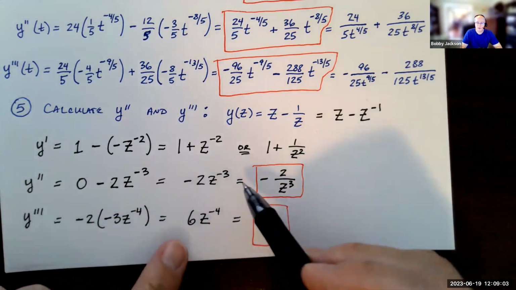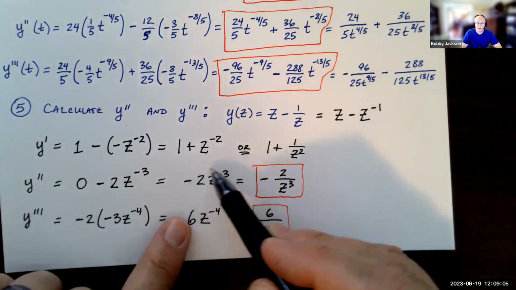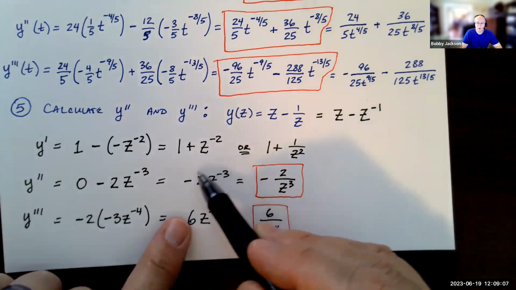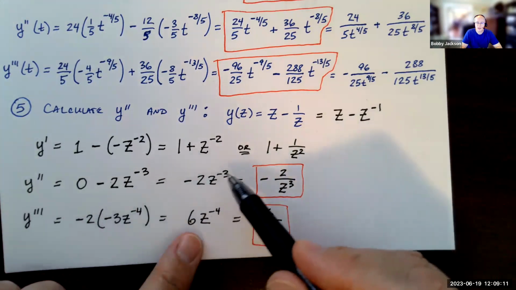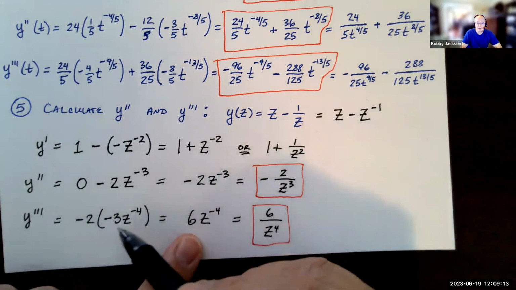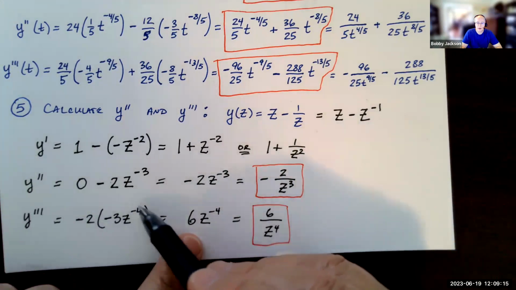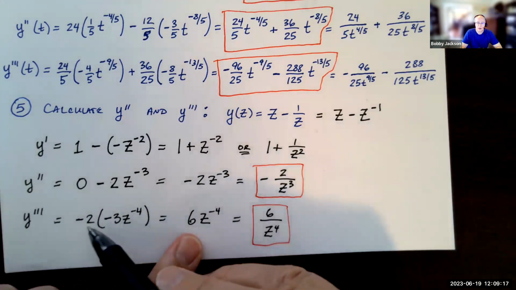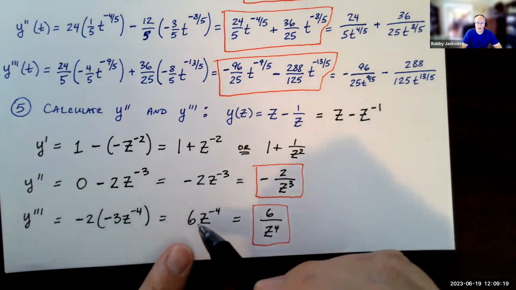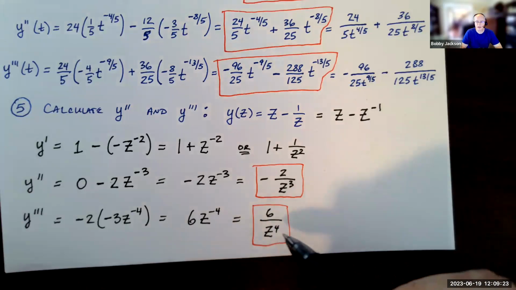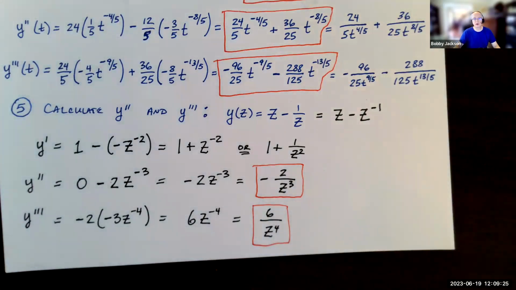Third derivative, derivative of the second derivative. Again, I would use this one to take the derivative because it's in the form I can quickly find the derivative. Negative 2 is a constant multiple. z to the negative 3 is power rule. Bring the negative 3 down. Subtract 1 from negative 3 is negative 4. Negative 2 times negative 3, positive 6. 6z to the negative 4 is 6 divided by z to the fourth. And there's your third derivative.